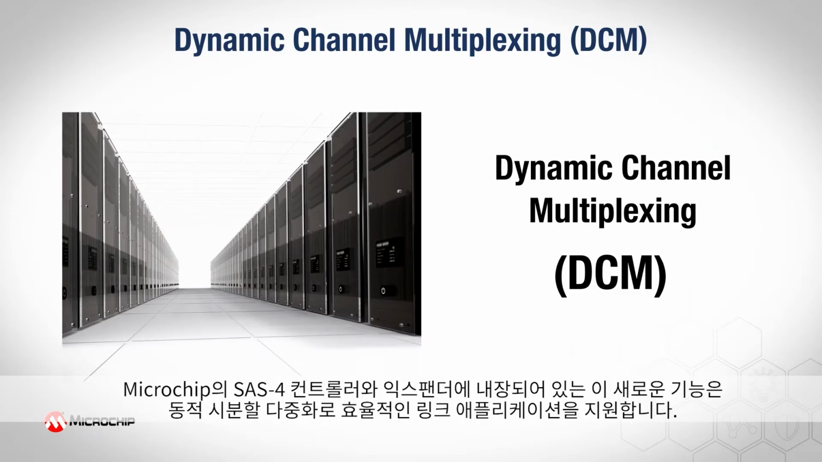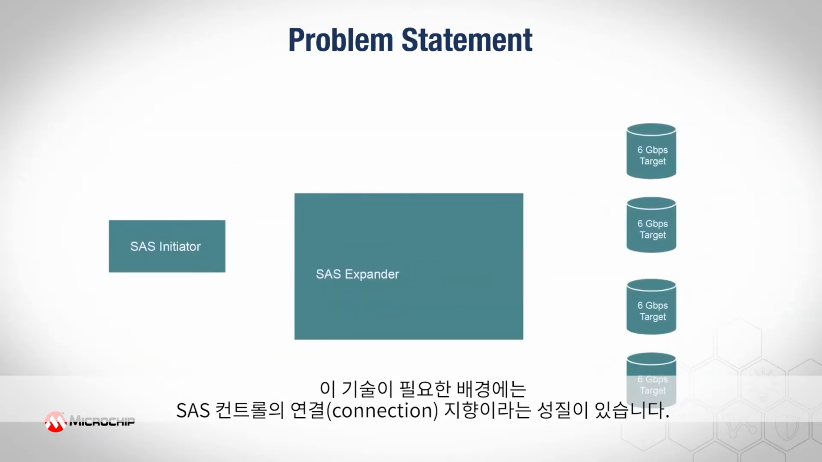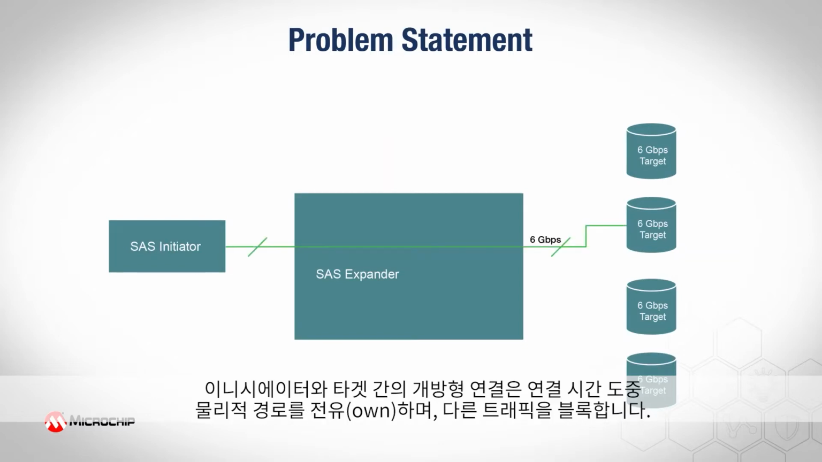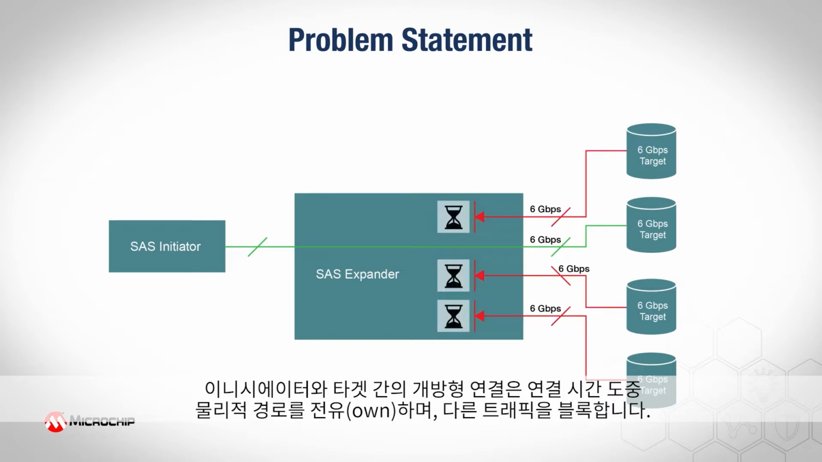This new feature in the Microchip SAS4 controllers and expanders enables efficient link aggregation using a dynamic form of time division multiplexing. The need for this technology arises due to the connection-oriented nature of the SAS protocol. An open connection between an initiator and a target owns the resulting physical pathway for the lifetime of the connection, blocking other traffic while that connection is open.